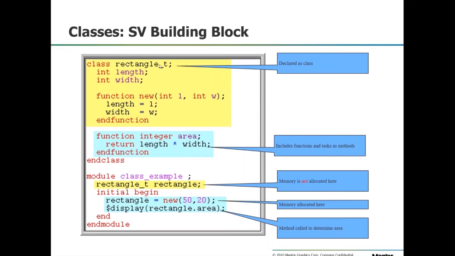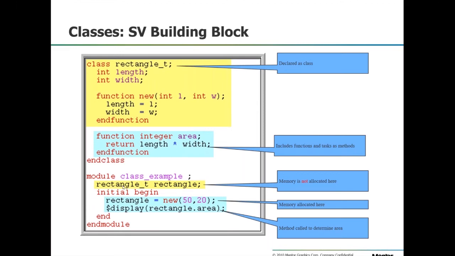In this case, I've declared a class called rectangle. It has a length and a width. You'll see there's this thing called the new function, and that's what's called the constructor. These are dynamic objects in the sense that you declare a handle, and then you need to call that new function to create an actual object of that type. And right here, I have a function called area, which when I call it, will give me length times width.